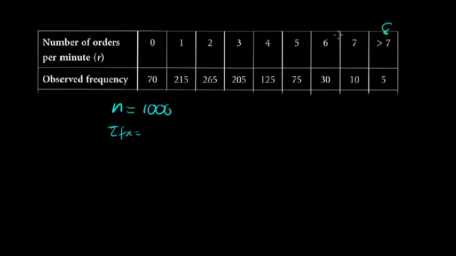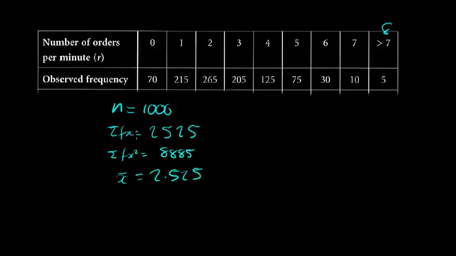So I'm going to put down an 8, and I'll fix it at 8 because 9 is less, 10 is less, and so on and so forth. So that gives me sigma fx as 2525, and then sigma fx squared as 8885, which totals me up as x bar being 2.525, and their standard deviation coming out to be about 1.58. Now I'm also going to put in s squared because that's quite important.